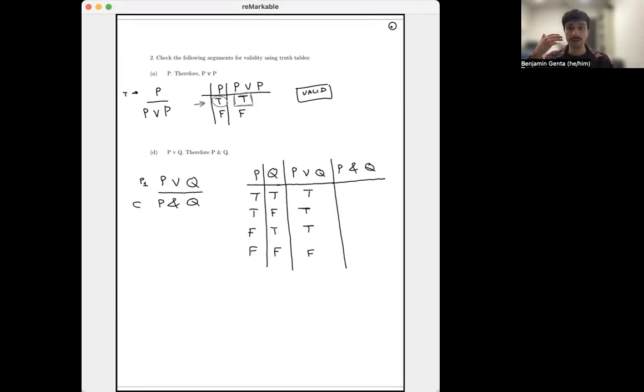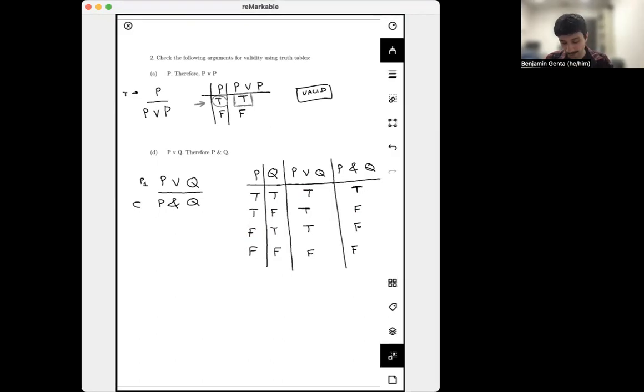So what about the conclusion, P and Q? Again, we don't look at this for now. We just look at P and Q. And then we say, okay, true and true is true. True and false is false. False and true is false, because it's a conjunction. And false and false is false. Okay, so we have the truth table.